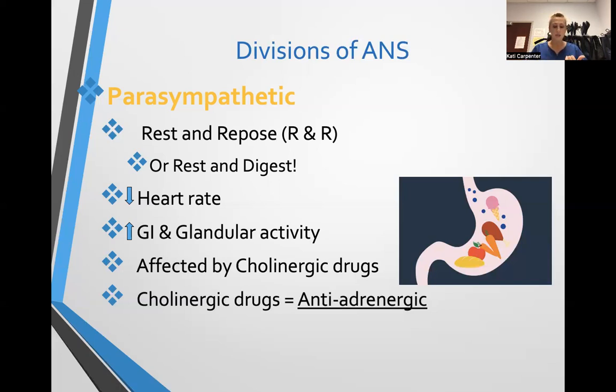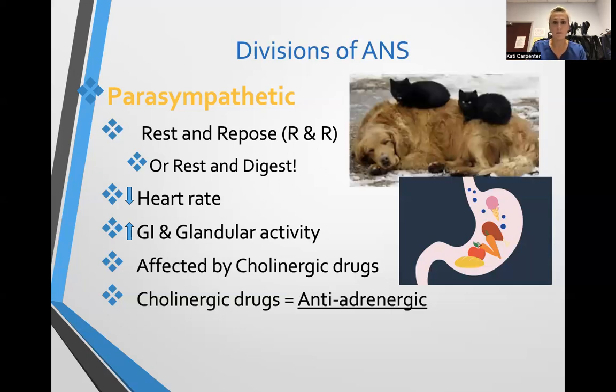So adrenergic system is sympathetic, fight or flight, works with adrenergic drugs, and they are anticholinergic. So they kind of stop the processes of parasympathetic. Parasympathetic is the cholinergic nervous system, and it is affected by cholinergic drugs and therefore anti-adrenergic. So that sympathetic nervous system will go down.